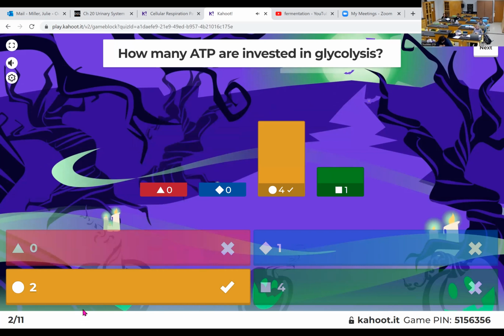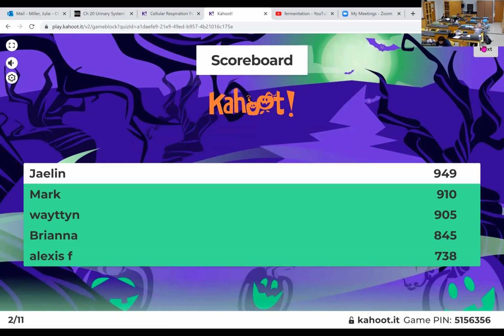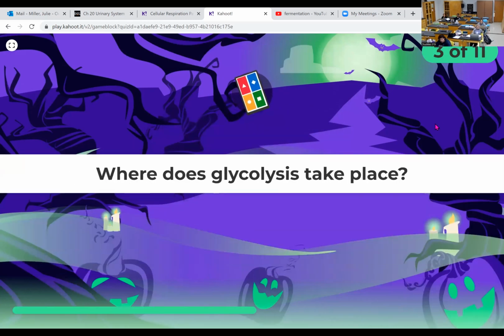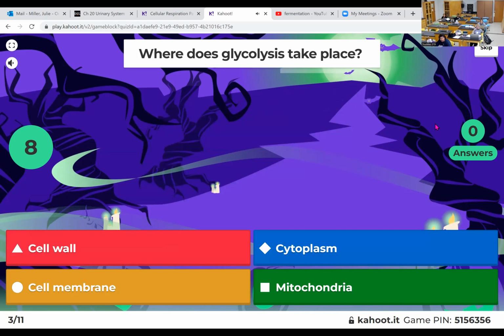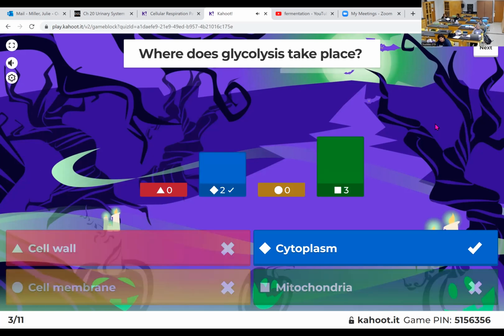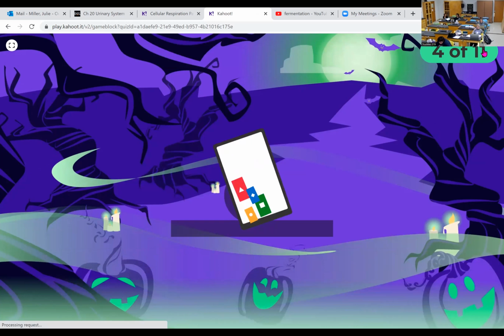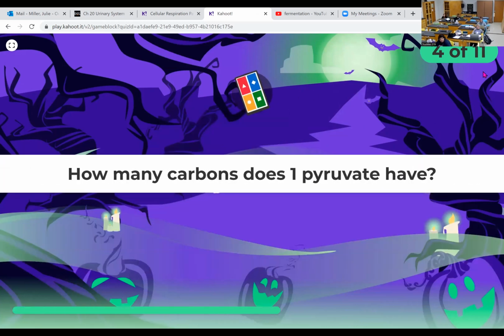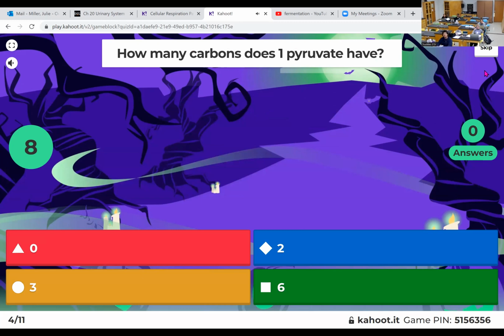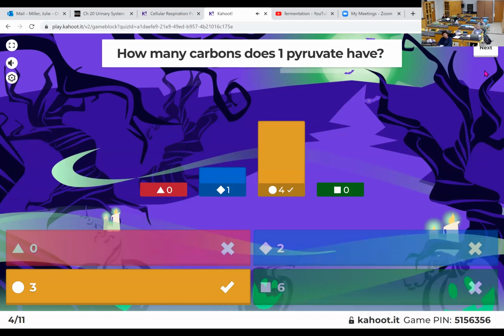Good. ATP invested during glycolysis is 2. We have to put in 2 to get the process going. Good job. Oh, tricky one. Glycolysis is in the cytoplasm. After that, we move to the mitochondria. Good. 3 carbons in pyruvate.